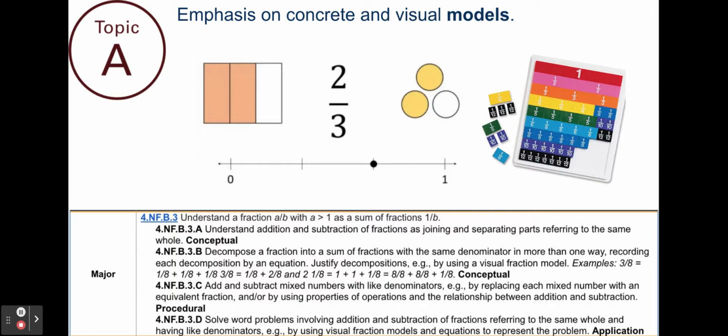So let's dive into topic A. Please continue to emphasize concrete and visual models. Start with concrete. If you don't have manipulatives, see if you can borrow them from another teacher, or at the very least, print them off and cut them out so students can actually join and separate the pieces of the fractions. Then you'll move into visual models, like area models, and don't forget to do number lines. They're a key representation when adding and subtracting fractions.